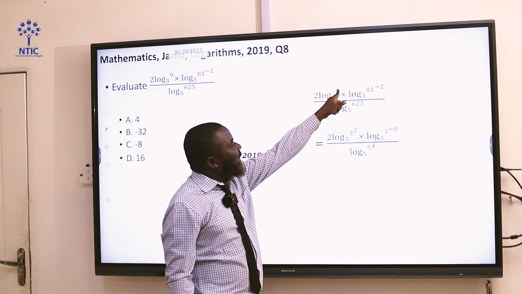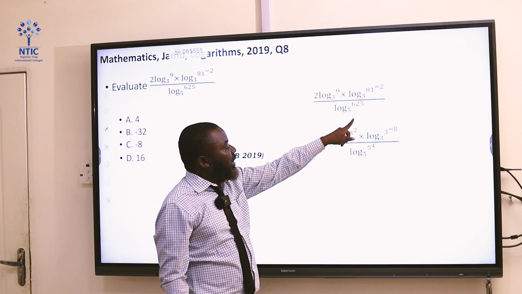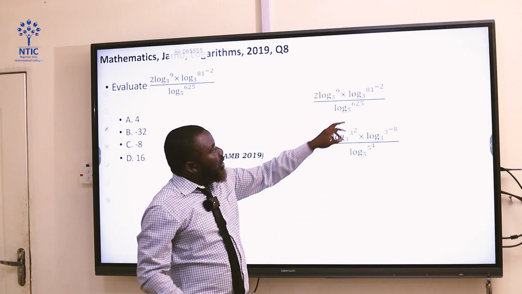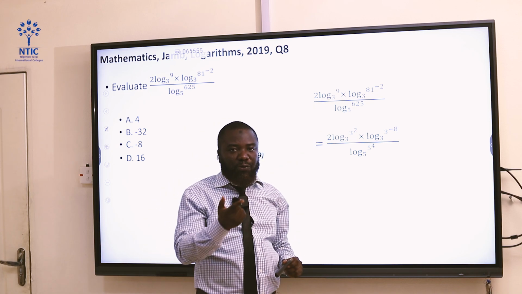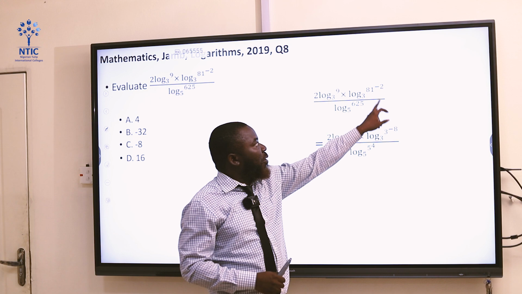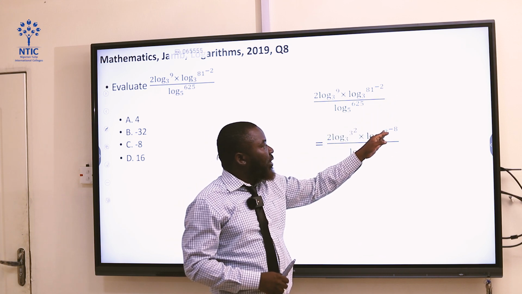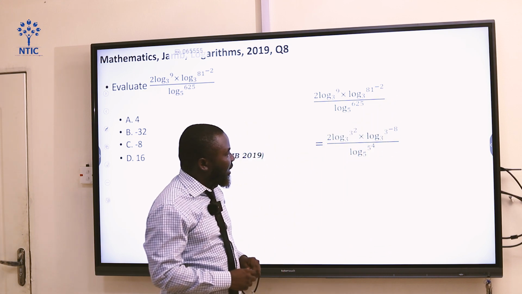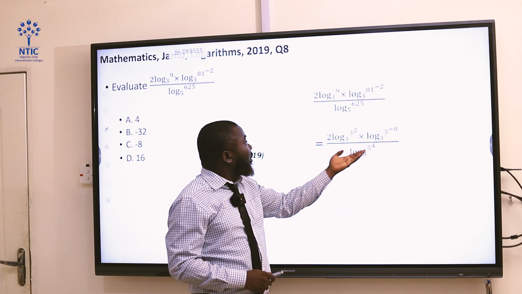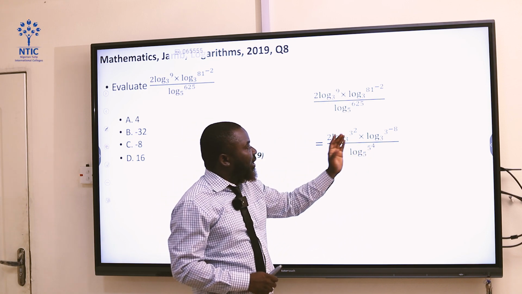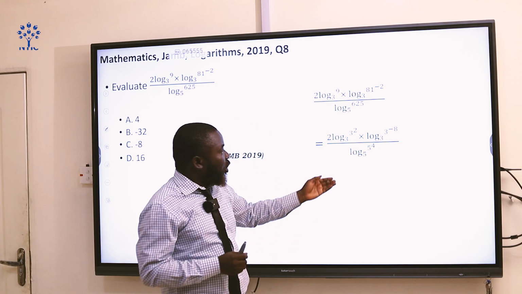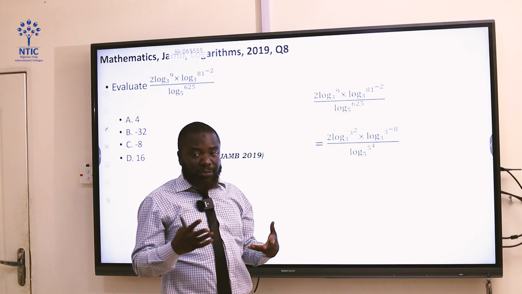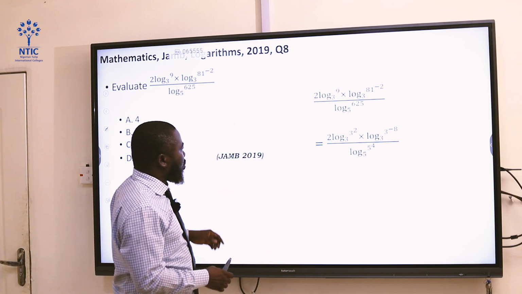Log 9 is the same thing as log 3 to the power of 2. Log 81 is the same thing as log 3 to the power of 4. So if you multiply the 4 by the minus 2, we'll have 3 to the power of minus 8. And then log 625 is the same thing as log 5 to the power of 4. So remember, logarithm to its own base is equal to 1.